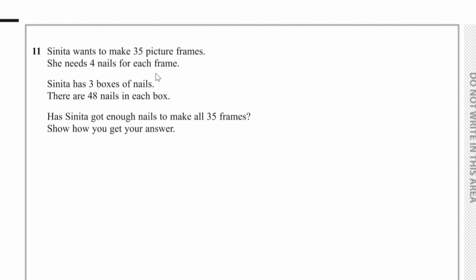Well, what we can do is find out the number of nails needed. The number of nails needed, we have 35 times by 4, which is equal to 140. 140 nails are needed.